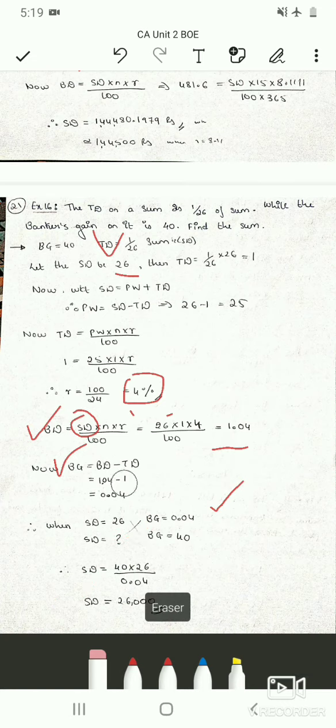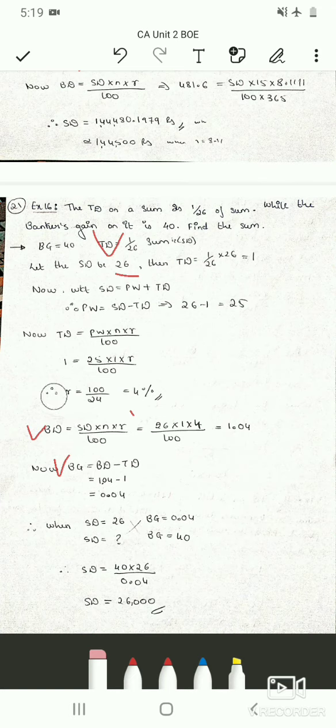So I'll quickly revise this. Whenever they have given the true discount to be a certain ratio of the other quantity, assume that to be the quantity which is in the denominator.